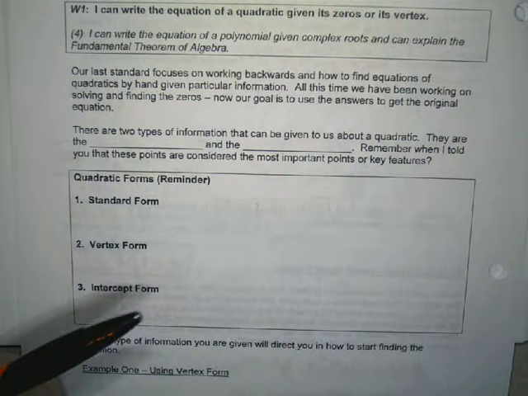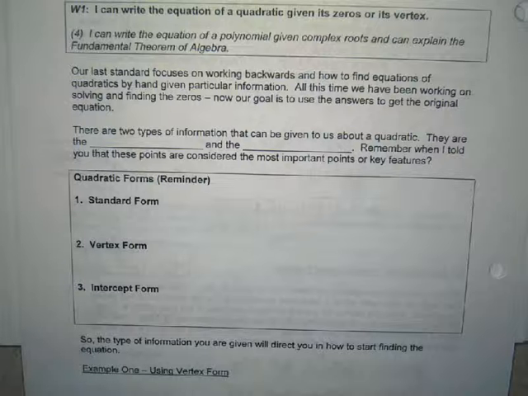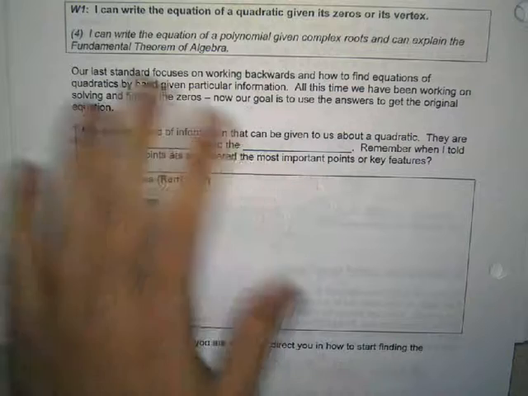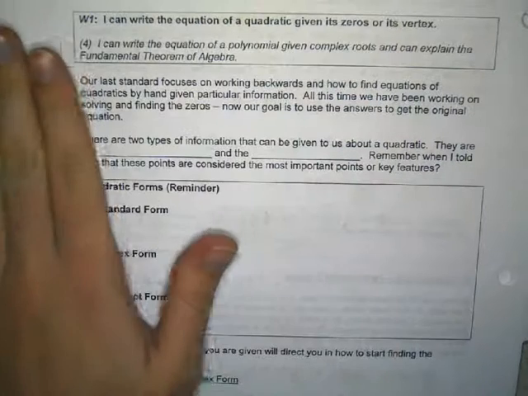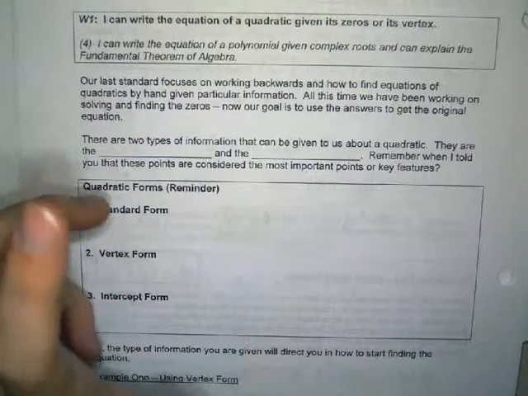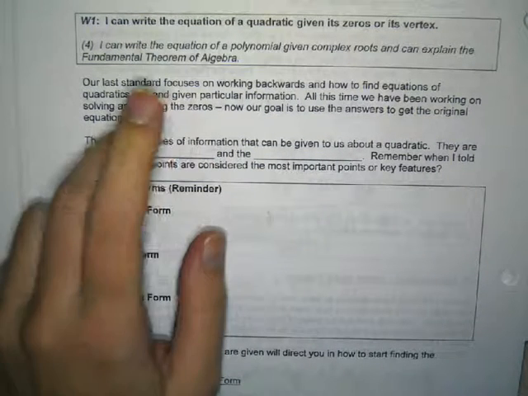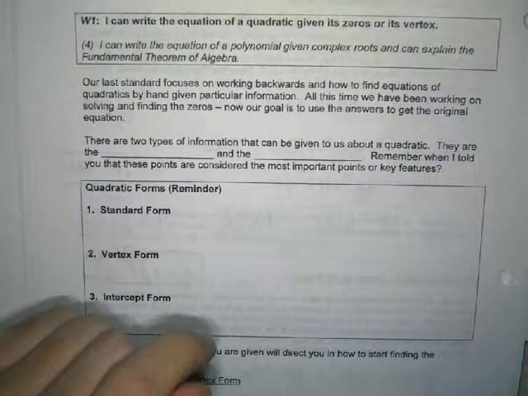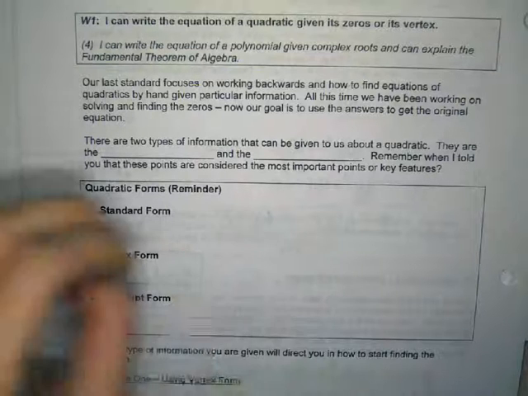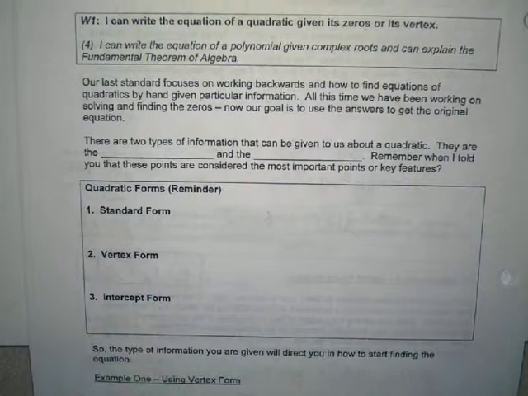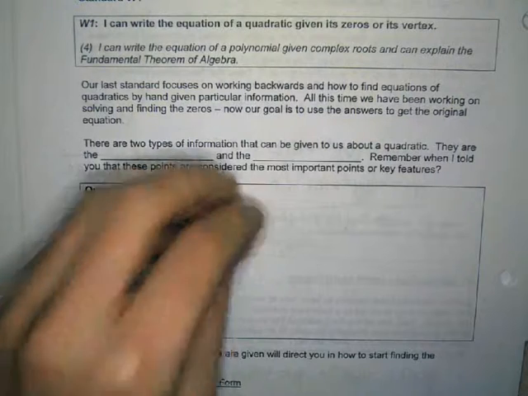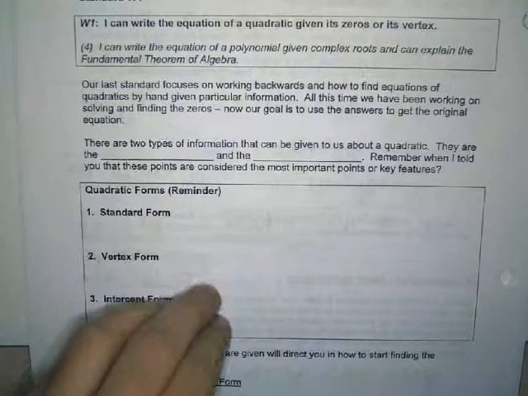All this time we've been working on solving and finding the zeros. Now our goal is to use the answers to get to the original equation. So before, every time we've come across a quadratic, it's been solving. So we've solved it using completing the square, we've solved it by factoring, we've solved it by the quadratic formula. Now we're going to work backwards. I'll give you the answers, and then we're going to end up working from the answers all the way back to what the original equation was.